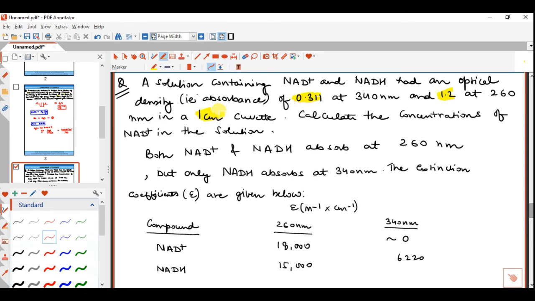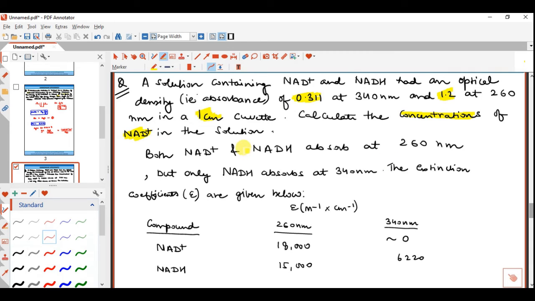What does this mean? That the absorbance has been given to you of a solution that is comprising of NAD plus and NADH at different wavelengths, 340 nm and 260 nm. Now what is the question that is being asked to you? They are asking you the concentration of NAD plus. What is the concentration of NAD plus?